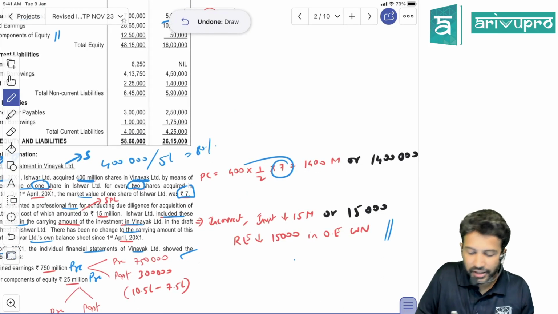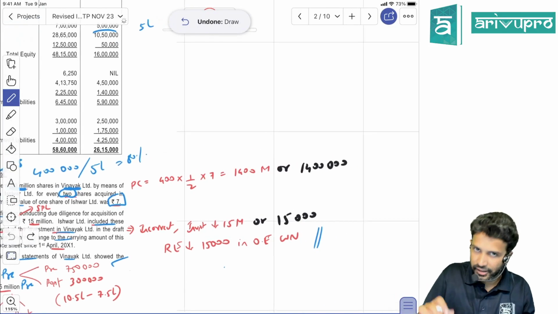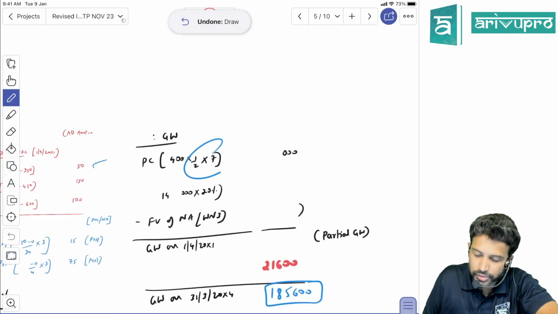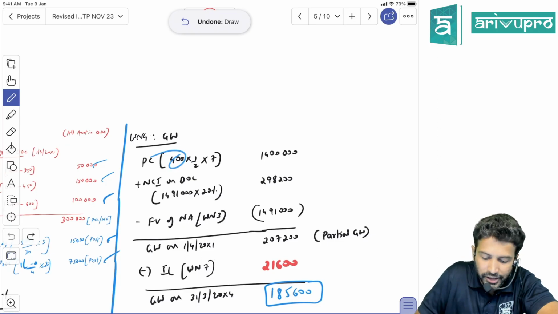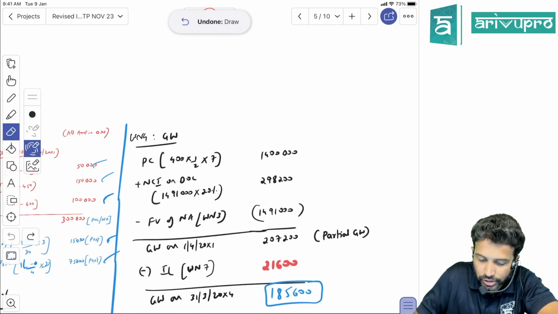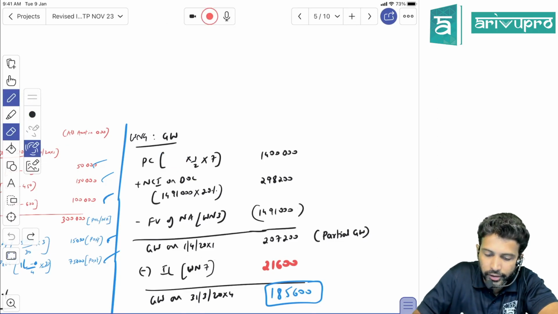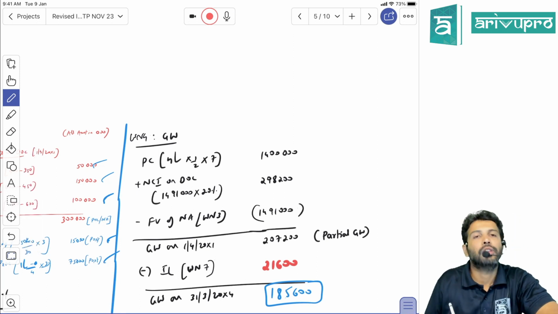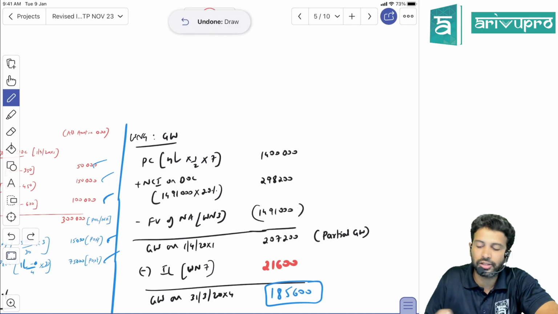And the value of each share is 7 rupees. So this 1400 million is given as PC, or 14 lakh. I've just shown that calculation here instead of a separate working note. So this is in million. If you want, you can convert this into thousands itself. So instead of 400, add 3 zeros. So 400 into 1000 will be 4 lakh. So 4 lakh into 1 by 2 is 2 lakh. 2 lakh into 7 will be 14 lakh. That's given as PC, right?